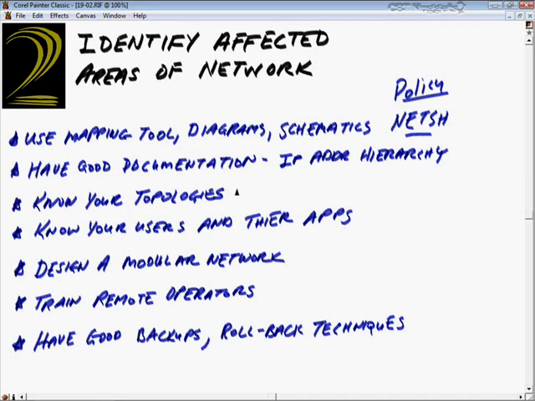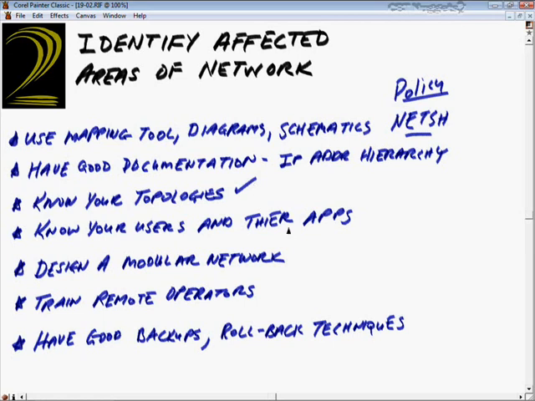Know your topologies. I already kind of mentioned that. You also want to know your users and the applications that they're using. You want to know what protocols and services and applications they're using. You want to know which areas of the organization are using certain kinds of applications.